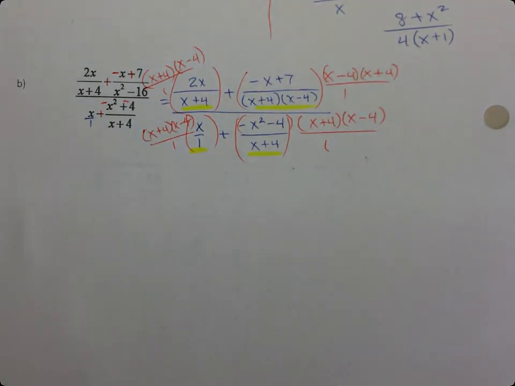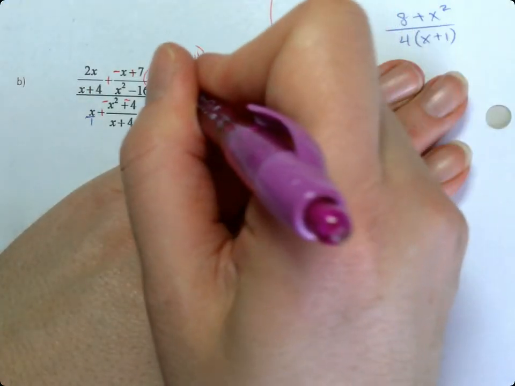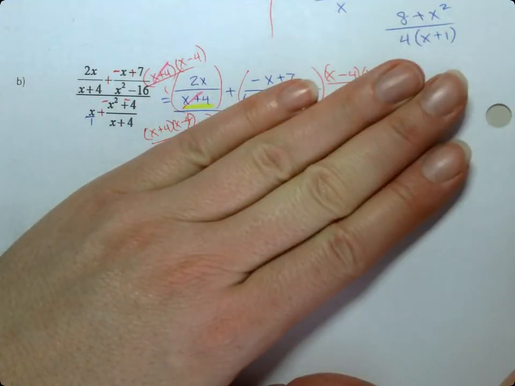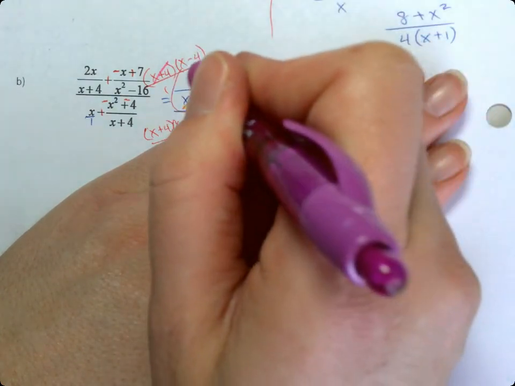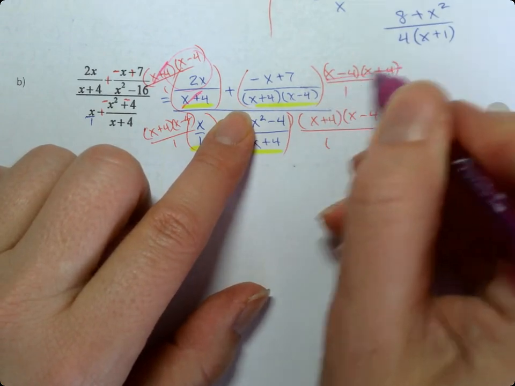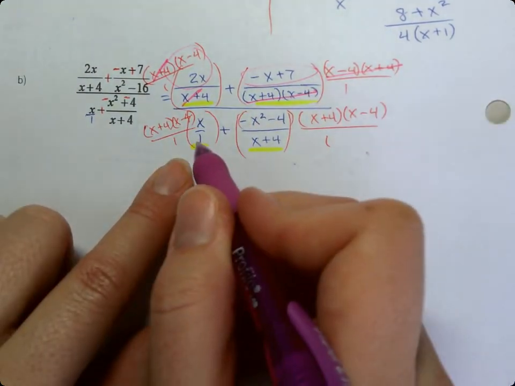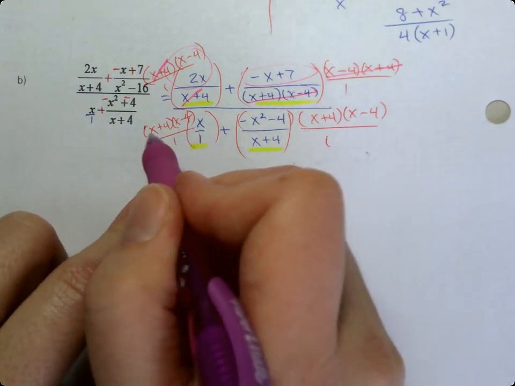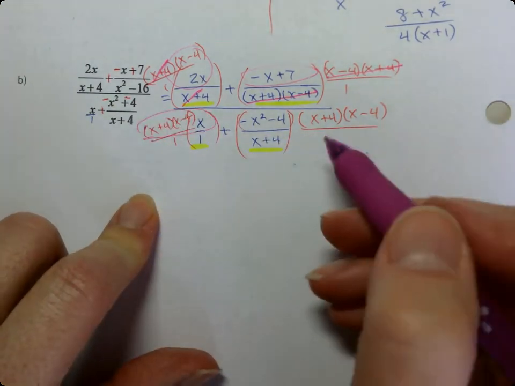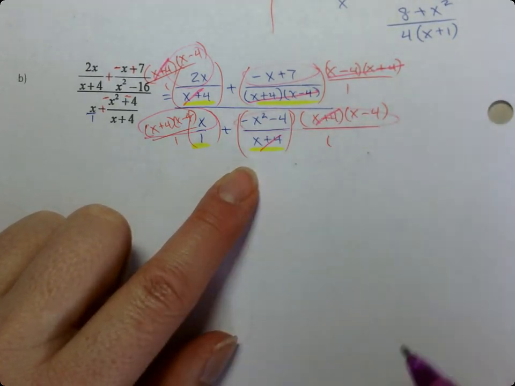Now I'm going to come in maybe with another color. I don't know if it will show up or not. And I'm going to cancel. So I'm just focusing on each piece. Do you see that the x plus 4 would cancel with the x plus 4 there? So I'm left with this in my numerator. Over here, the whole thing cancels, so that's all that's left. Down here, does anything cancel? Nope, so this is what's left. Over here, x plus 4 cancels, so that is what is left.